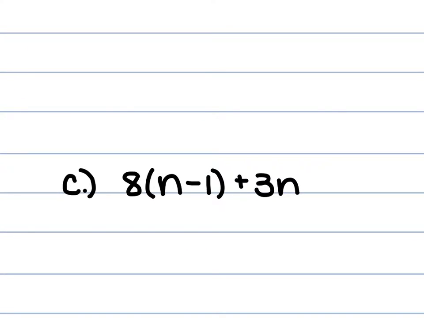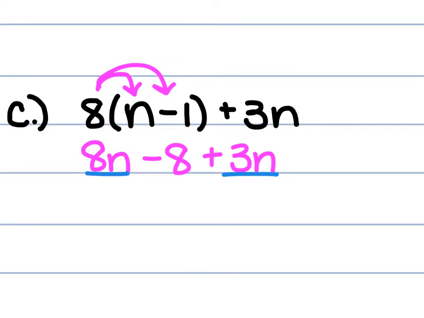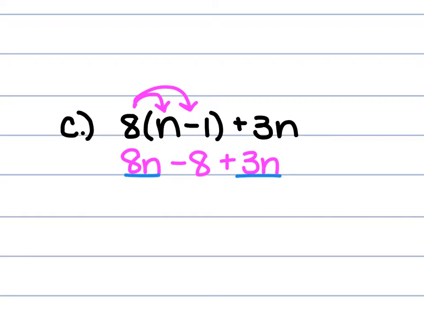For C, we have 8 times n minus 1 plus 3n. We're going to distribute that 8 first to get 8 times n, which is 8n, and then 8 times negative 1, which is negative 8, plus 3n. Your 8n and your 3n are like terms, so we're going to combine them to get 11n minus 8.